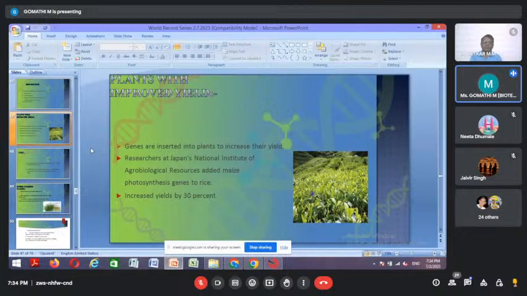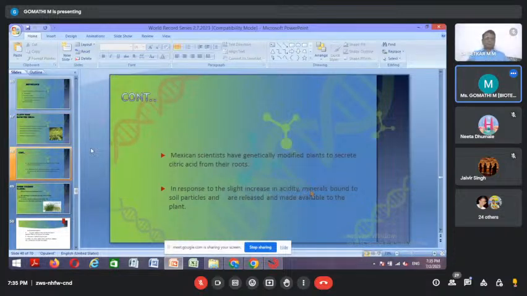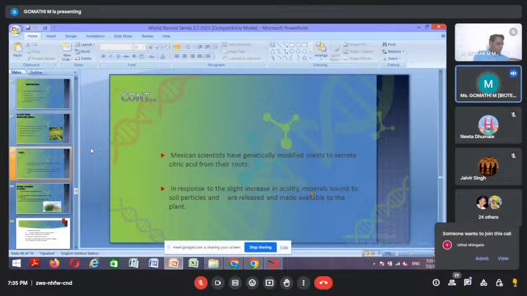Some examples. Researchers at Japan's National Institute of Agrobiological Resources added a maize photosynthesis gene to rice, and they got the result of increased yield by 30%. And Mexican scientists have genetically modified plants to secrete citric acid from their roots. In response to a slight increase in acidity, minerals bound to soil particles are released and made available to the plants.